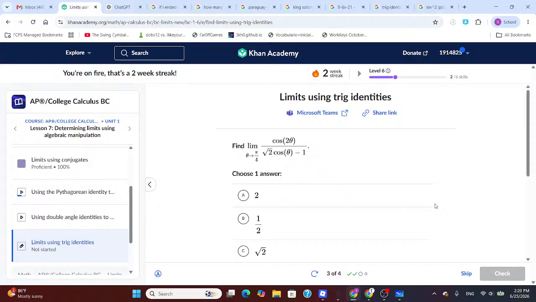Oh my god, another one. Theta approaches pi over 4. I'll try to do this by myself because I already had 2 examples.